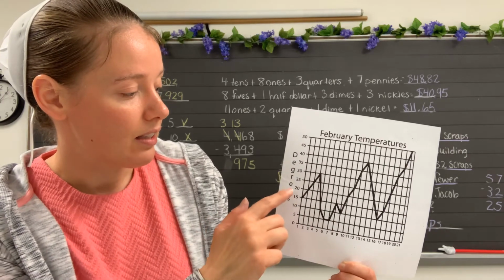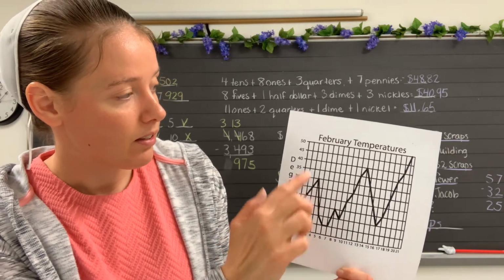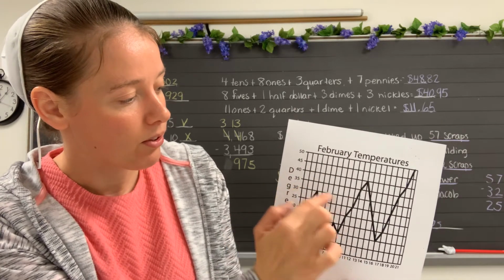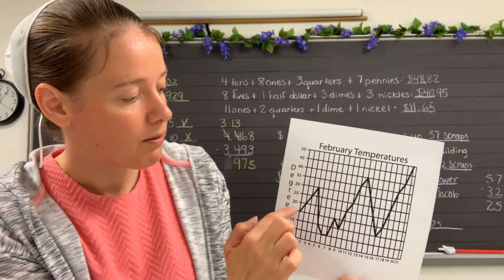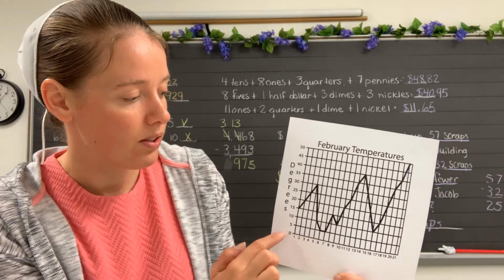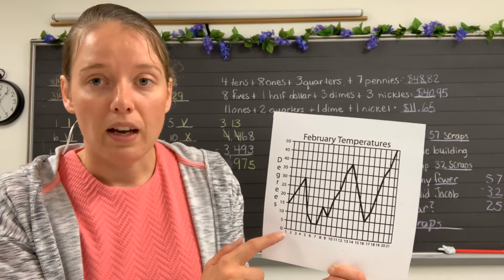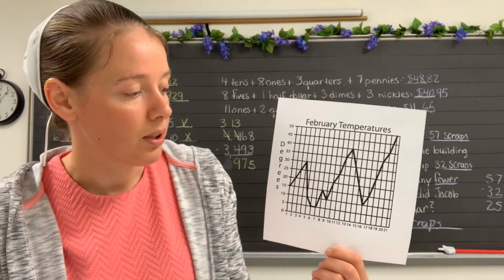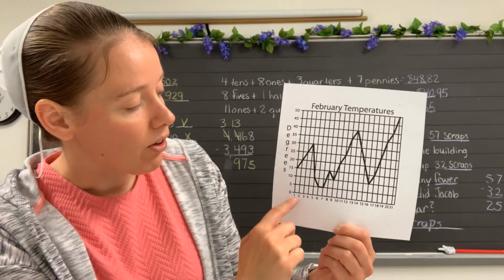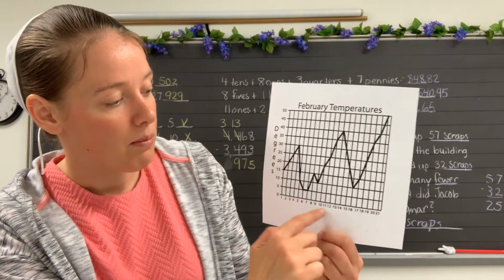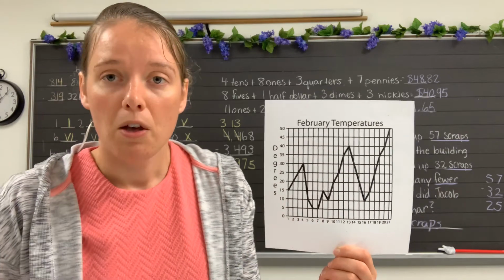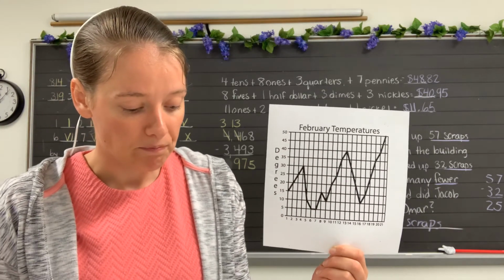And here is 50 degrees, 45, 40, 35, 30, 25, 20, 15, 10, 5, and 0. So we're all the way down to 0 degrees. It doesn't look like it got quite down to 0, but it got pretty cold on some days. And then these are your dates of the month of February. 1st, 2nd, 3rd, 4th, 5th. Those are all your dates of February.